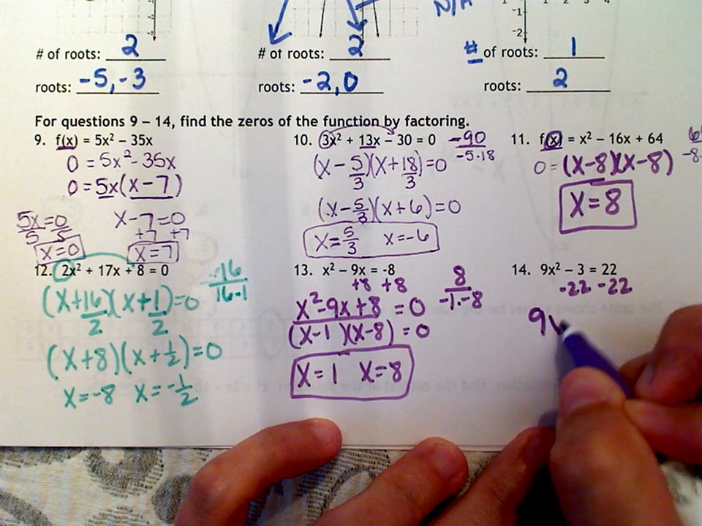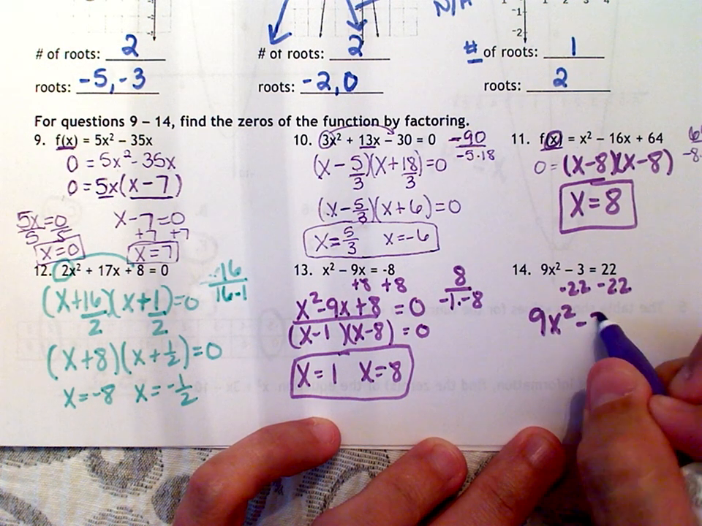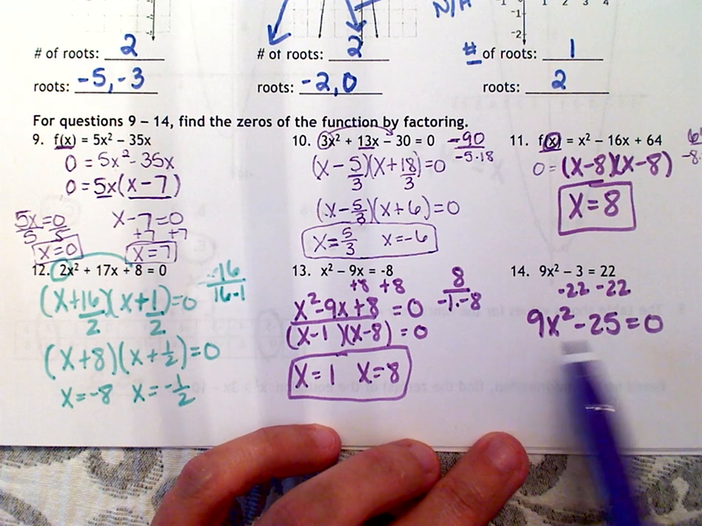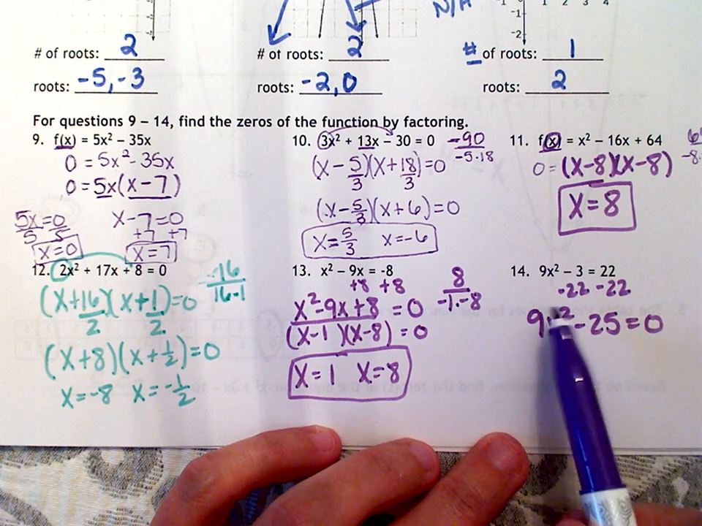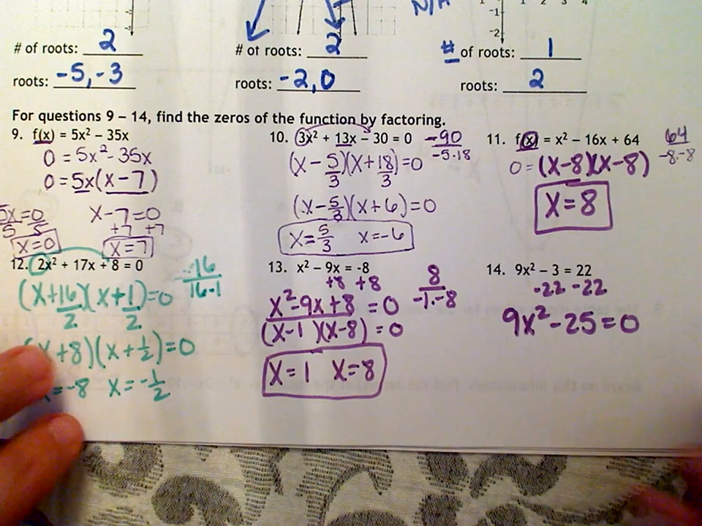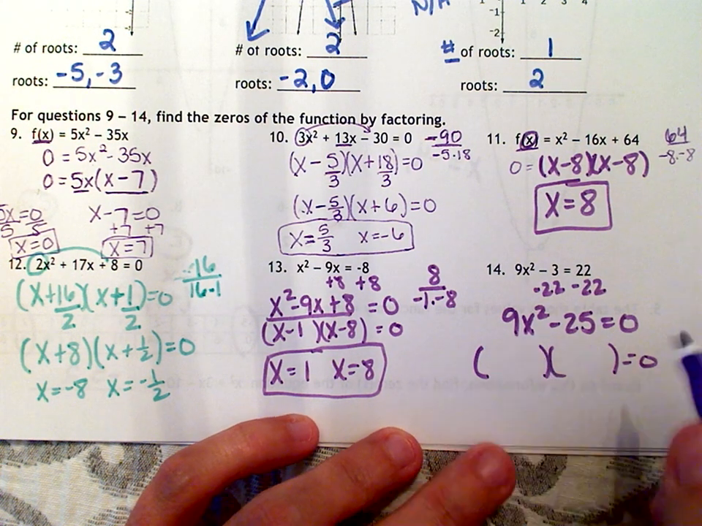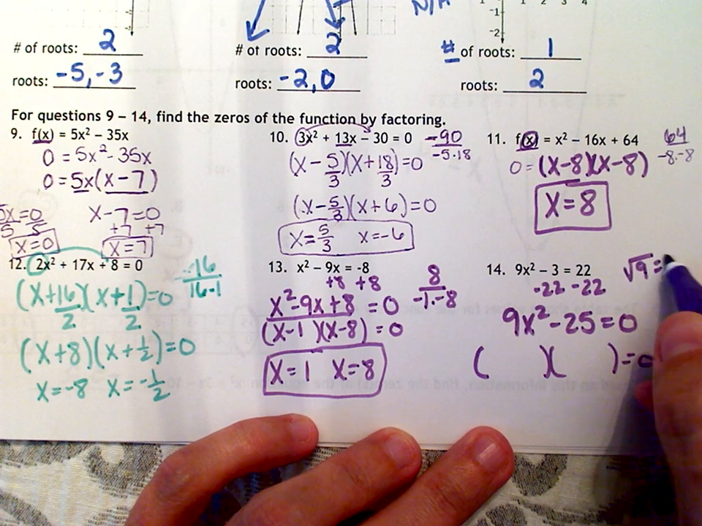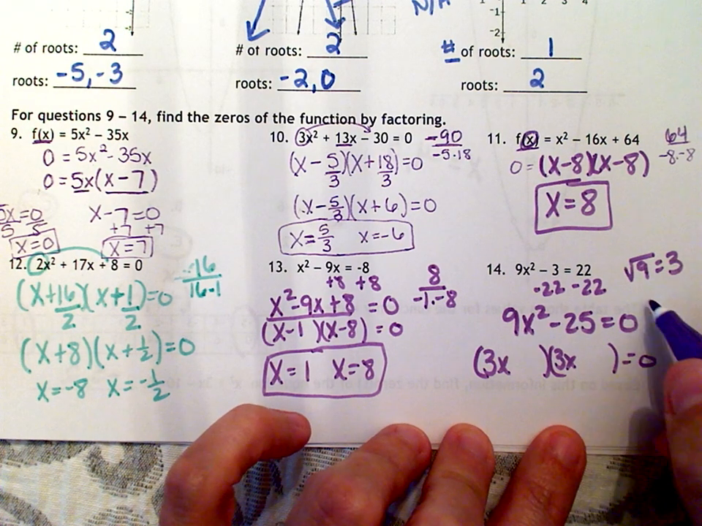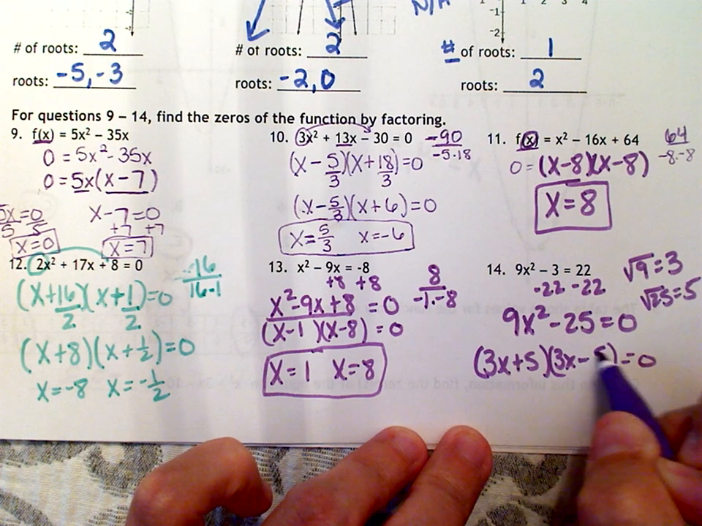All right, 9x squared minus, I can combine these together because they don't have x's, so that's 25 equals 0. There's no GCF because I don't have anything in common, but what I have is a perfect square minus a perfect square. So it's the difference of two squares. Okay, so we're still going to have our two sets of parentheses. We're going to take the square root of 9, which is 3, so we're going to have 3x and 3x. And then we're going to take the square root of 25, which is 5, and we're going to have plus 5 and minus 5.